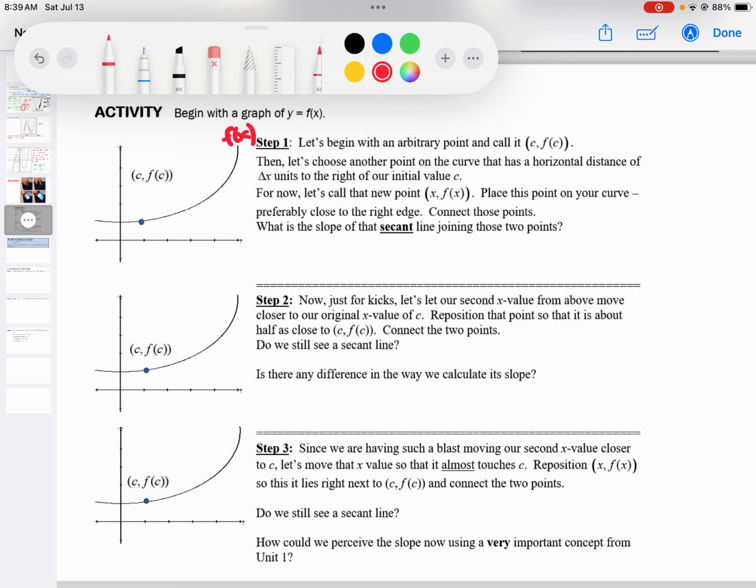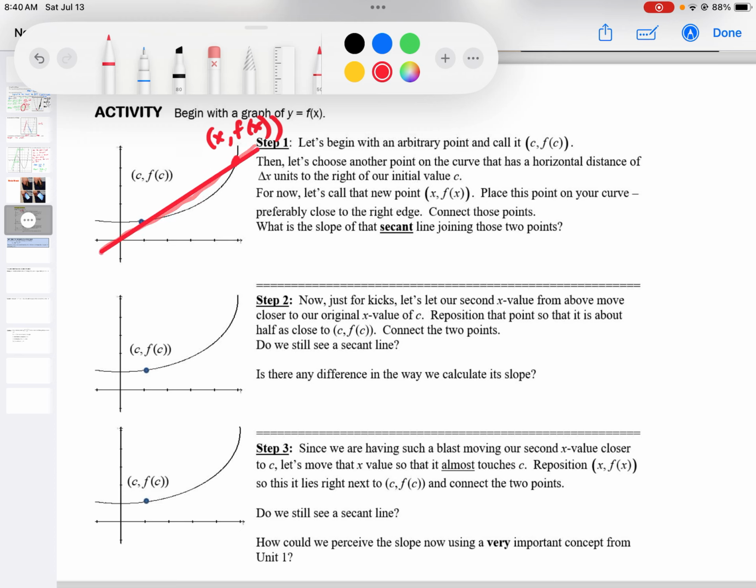But it says we're beginning with this graph y equals f of x. So this is f of x. It's just some curve. Let's begin with an arbitrary point. Let's call it c comma f of c. That's the one we have. It's already drawn for us. Let's choose another point on the curve that has a horizontal distance of change of x, or delta x, units to the right of our initial value c. We're going to call that x comma f of x. Place the point on your curve, preferably close to the right edge.